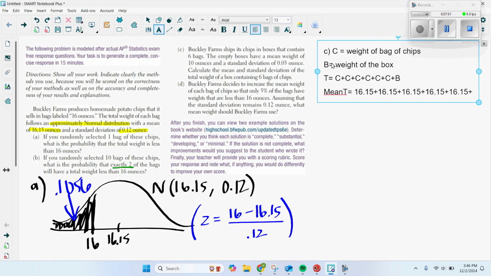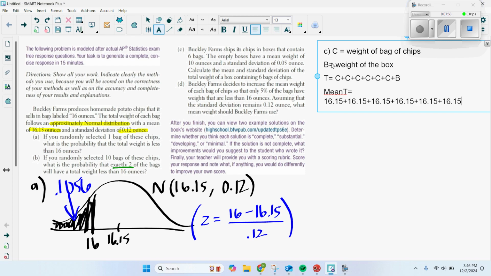or you could do 16.15 times 6. And then I need to add the box, which the box had a mean weight of 10. This is going to give me 106.9. And there we go. And this is going to be ounces because all of these were ounces as well. So I just added a bunch of ounces together.